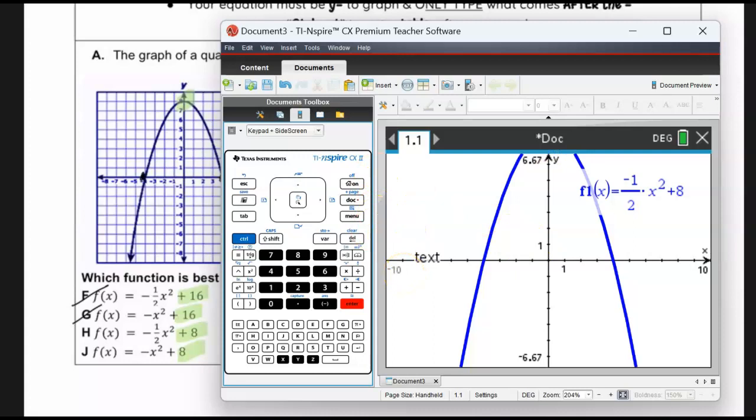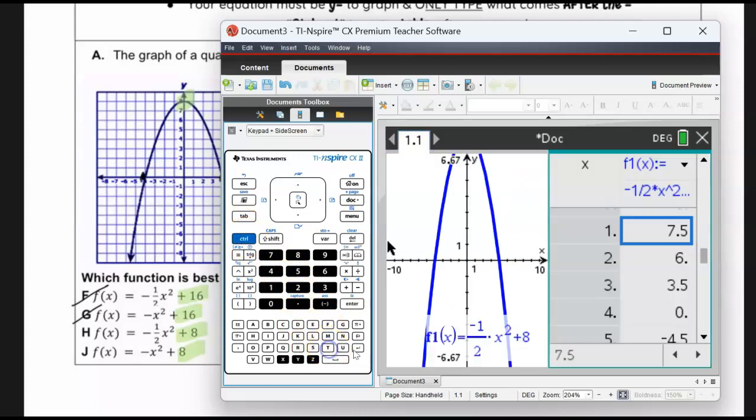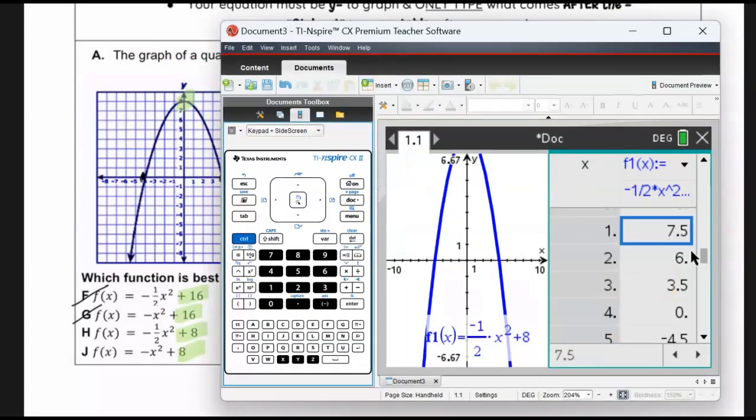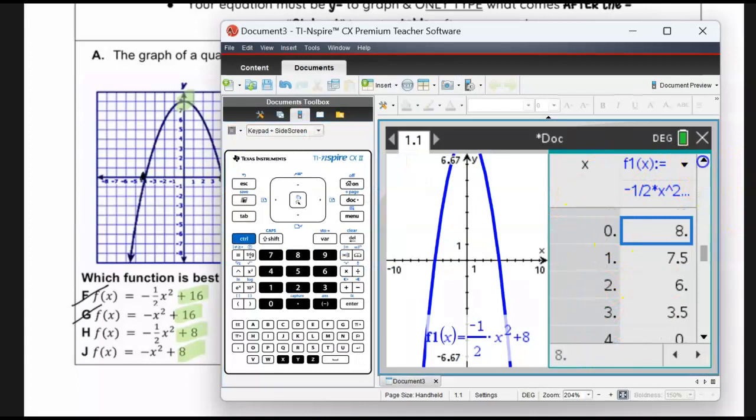What I prefer to do is table match. So what that means is I'm going to press control on your calculator, so it's the yellow button, the control, and then T for table. So control T, and I get a table of values. And I'm going to match these table of values with the values given on this picture. So first off, I know that I need a y-intercept 0, 8. So here are all my x values. It starts at 1, so I'm going to scroll up 1 to get 0. 0, 8, okay, that's correct.